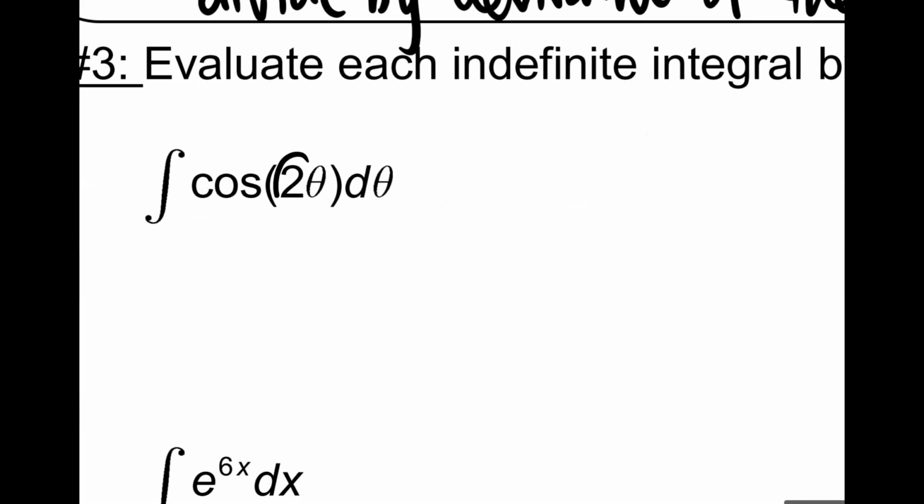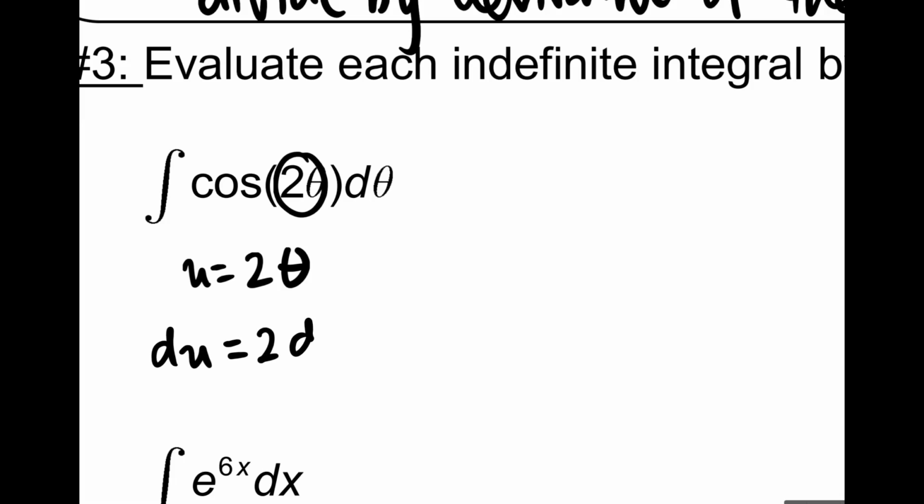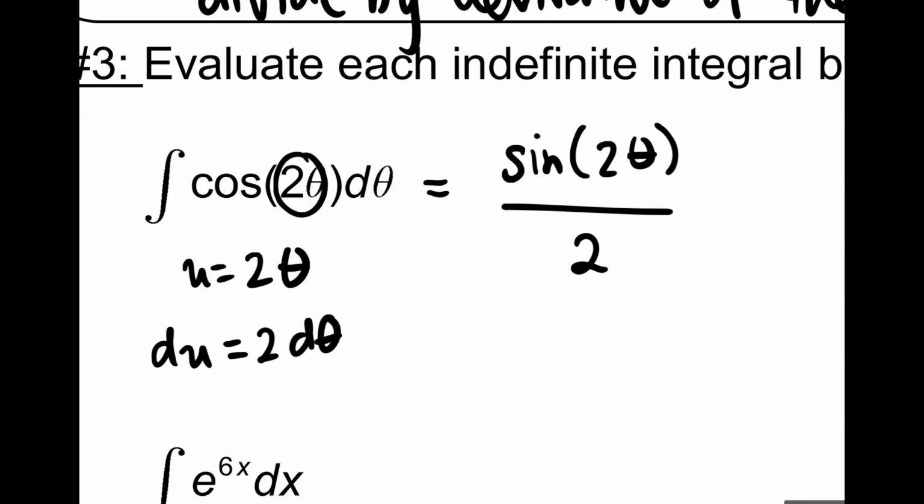Notice here our u was 2 theta, so du, the derivative of 2 theta, is going to be 2 d theta. Literally, it's just a number? Awesome. That means I can just take the integral of cosine of theta. What function's derivative is cosine? Sine. So I have sine of 2 theta, and then just divide by the derivative of the inside. So divide by 2.